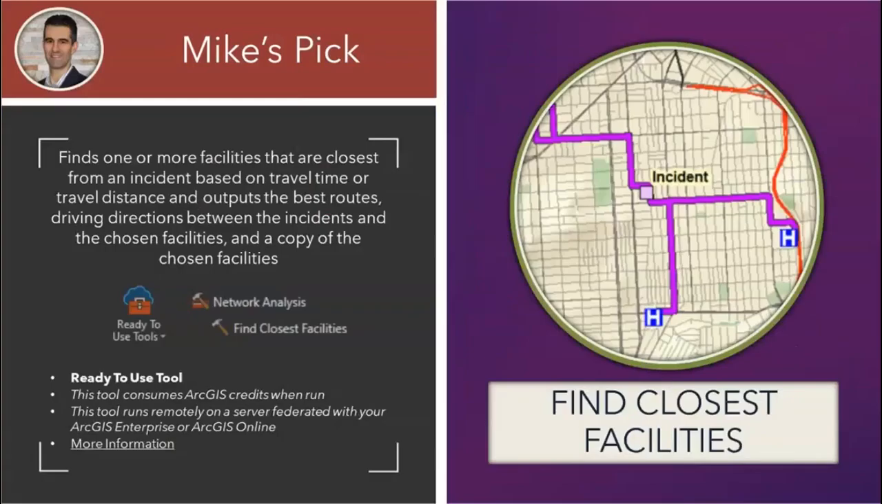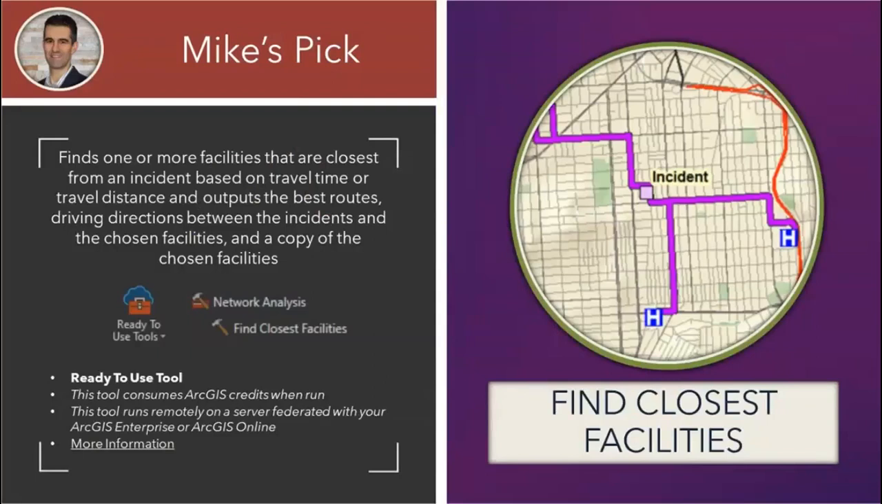So Mike has chosen the Find Closest Facilities tool, and he did something that's really cool. He went outside the box and used the ready-to-use tools. So you can access that tool that way. The big advantage of this, of course, is that you don't need to have your own networks to be able to do this analysis. You can use our networks that are hosted in ArcGIS Online, or if you happen to have it in Enterprise, you can do that as well. But of course, if you use the online version, you'll be consuming credits to be able to execute that specific tool.